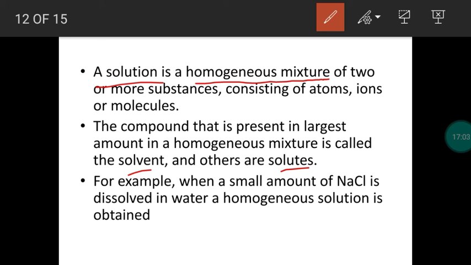We take sodium chloride in water. If 10 gram of sodium chloride is added in 100 gram of water, water is in larger quantity, so it is acting as a solvent. Sodium chloride is added in less quantity, so it is acting as solute.